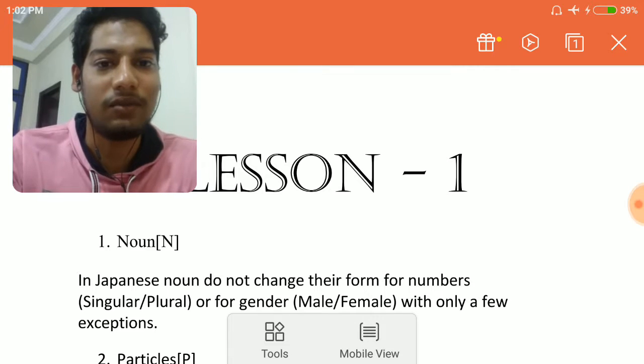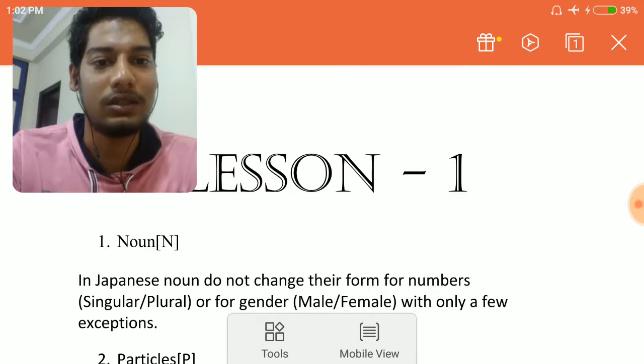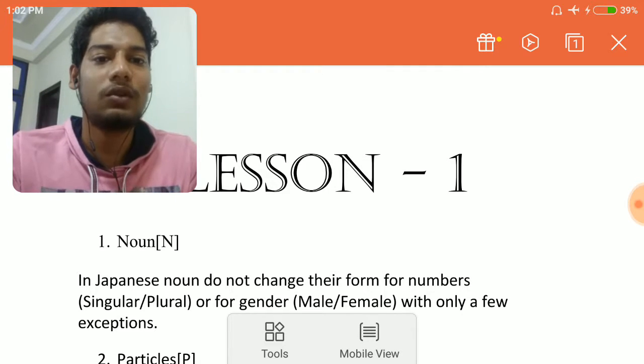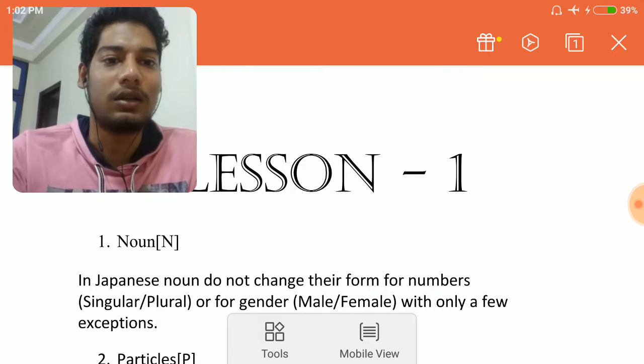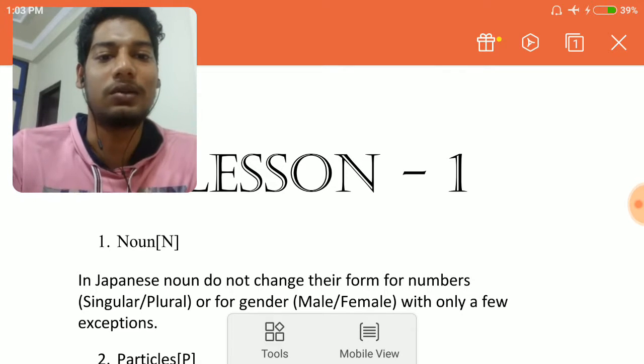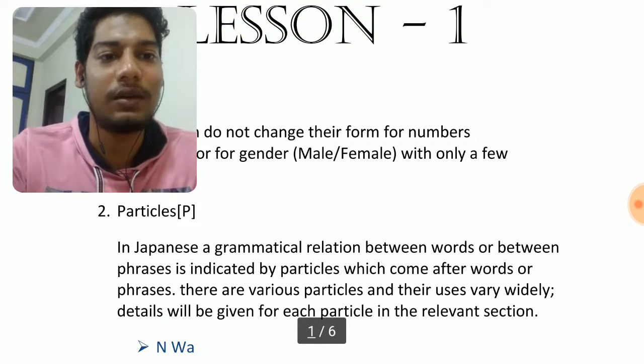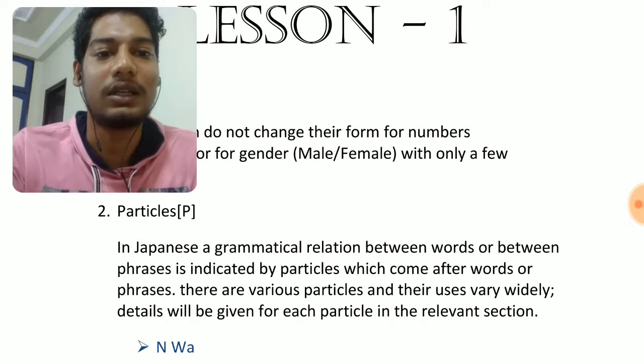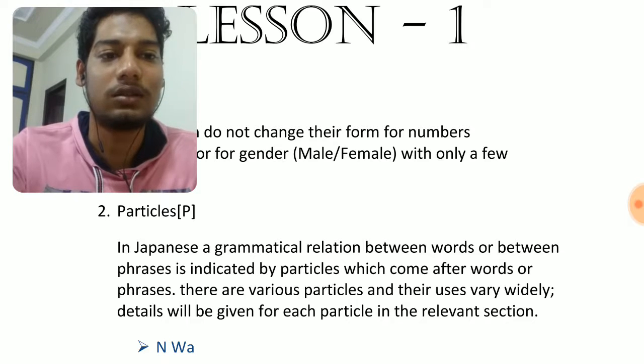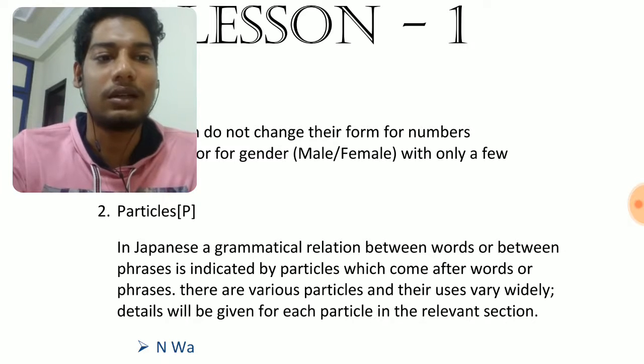Now, I have indicated the particles with a P, you can see in the bracket. In Japanese, nouns do not change their form for number, like singular or plural, or for gender, male or female. Particle: in Japanese, the grammatical relationship between words or between phrases is indicated by particles, which come after words or phrases. There are various particles that are used very widely. Details will be given in each particle related section.